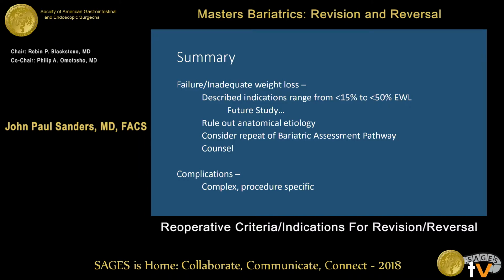So in summary, for failure and inadequate weight loss across the board, it's difficult to say. The recommendations are somewhat broad, so that would be an excellent future study. You need to rule out anatomical etiologies such as a pouch dilatation or GG fistula. If you are considering reoperation for weight regain, you would want to repeat the bariatric assessment pathway and make sure that there's not a non-anatomic issue for their weight regain, and counsel them aggressively.